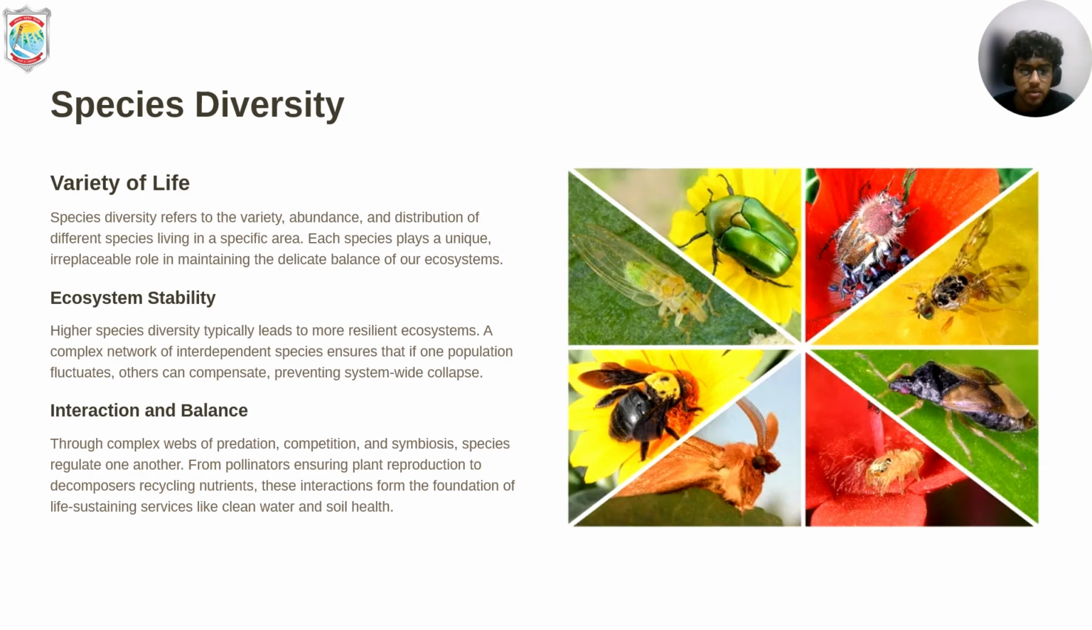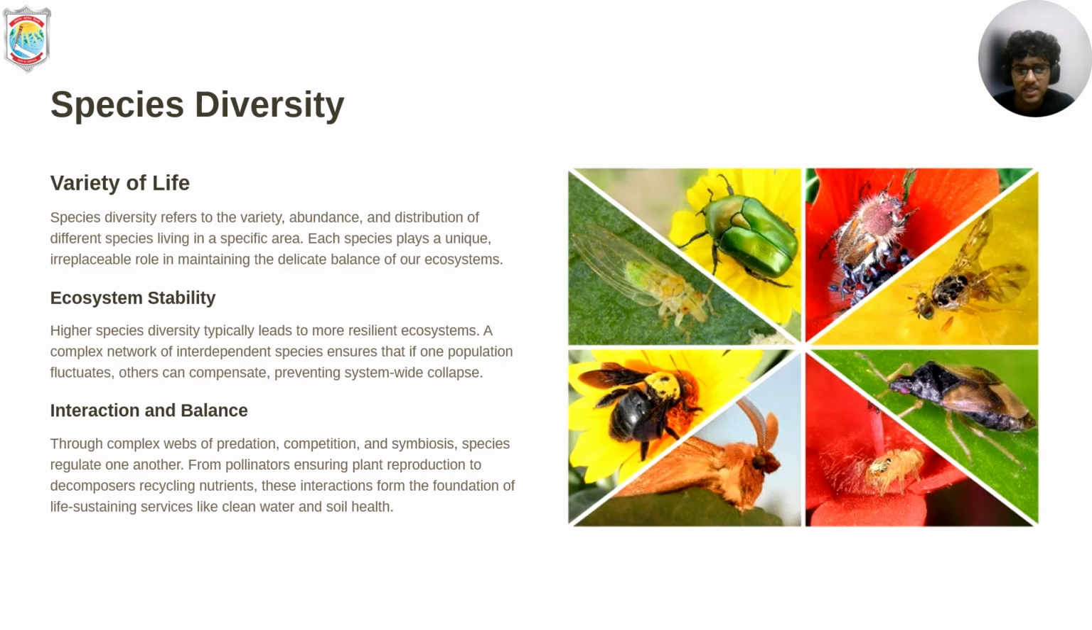Now we'll be talking about the second component, that is species diversity. This refers to the variety, abundance and distribution of different species living in a specific area. Every species plays a unique and irreplaceable role in maintaining the delicate balance of our ecosystems. Higher species diversity typically leads to greater ecosystem stability and resilience.